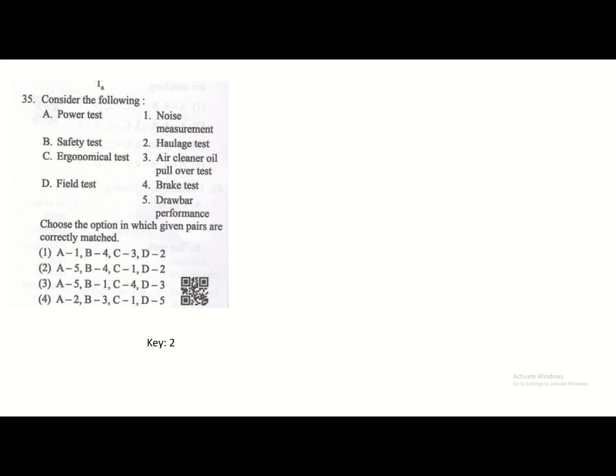Next one is your power test, safety test, ergonomic test. This is very simple. The power test. So where is the power test? Always you will use the drawbar. So it is always available at the PTO or rear end or your drive wheels. Okay, so the answer is 5. So the 5 is this one.